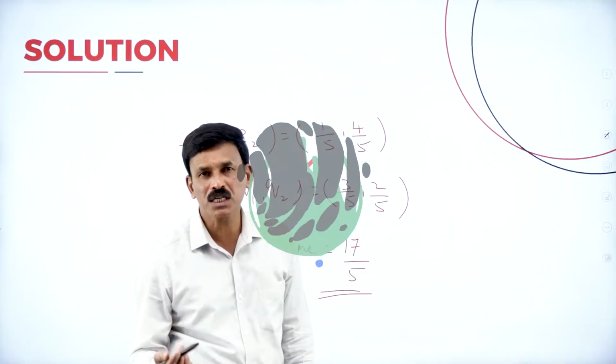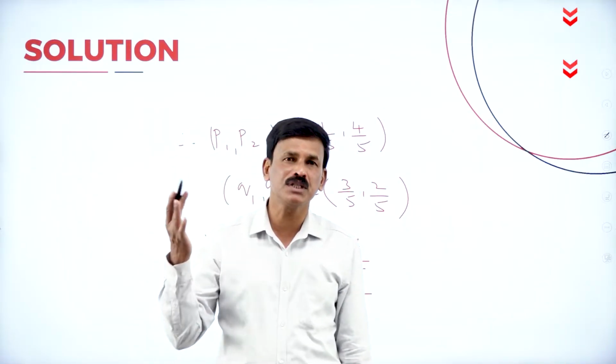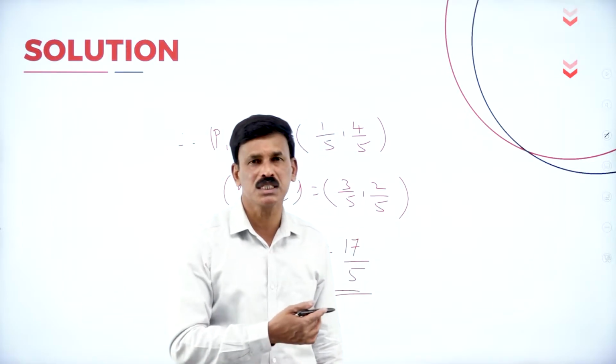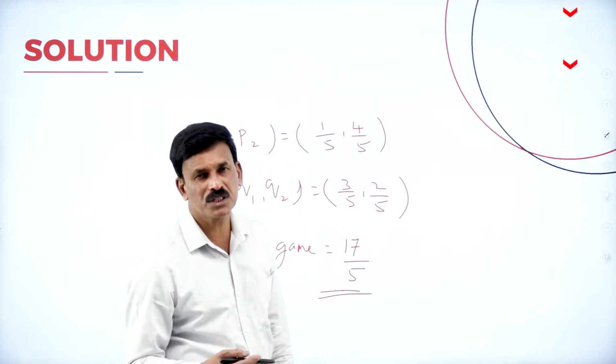If it is positive, it is advantage for the player A. If it is negative, the strategy is advantage for the player B. So since it is positive, therefore it is advantage for the player A.